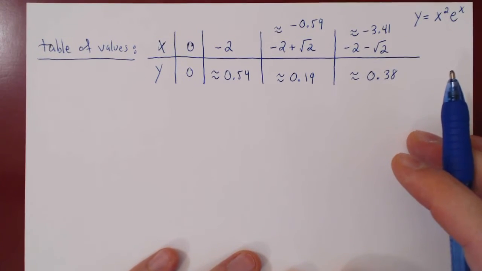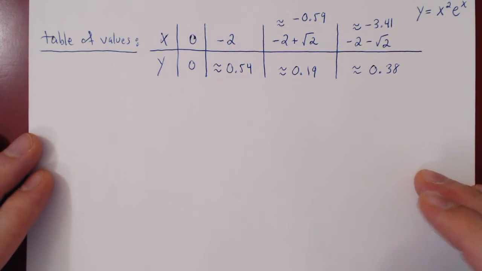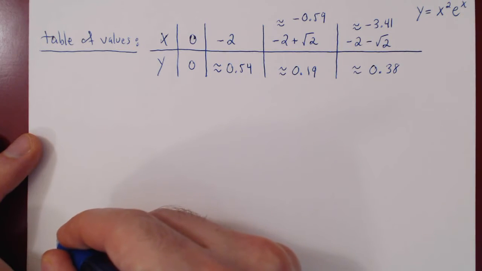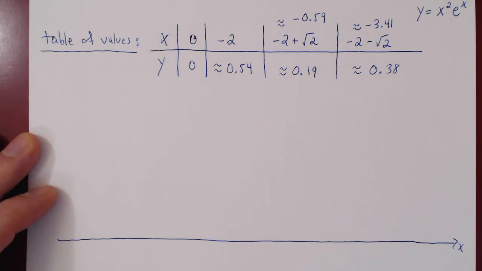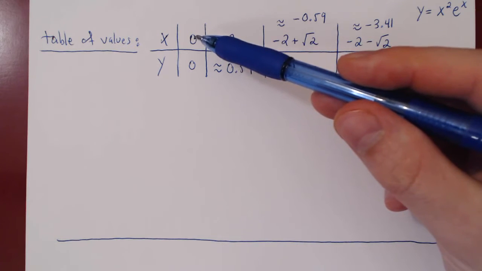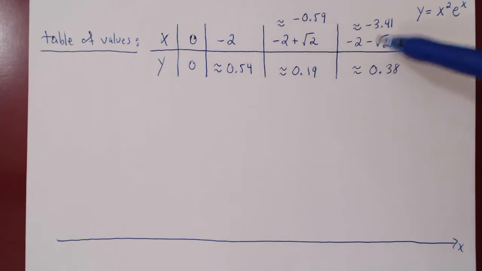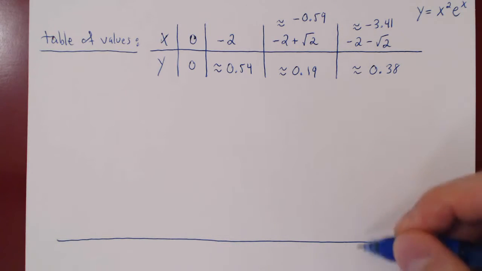Keep in mind that x squared is always non-negative, and e to the x is always strictly positive, so the y values can never be less than 0. If you look at our x values, the points of interest are all negative except for 0. So most of the interesting features of our graph will be for negative values. So we can start here with our y-axis.